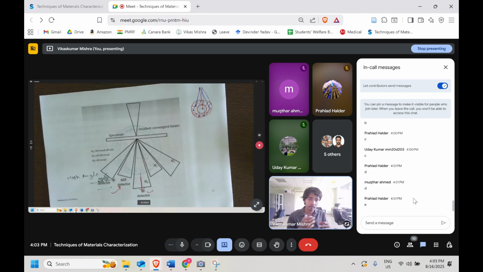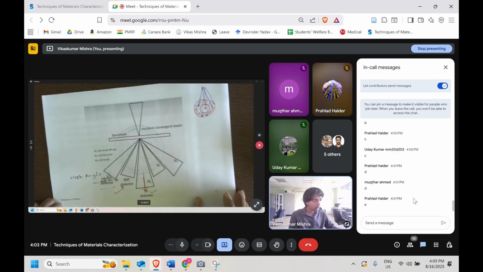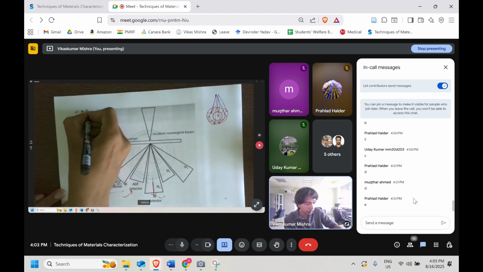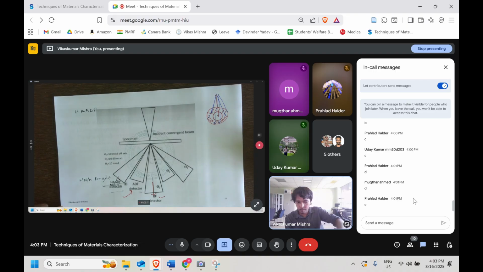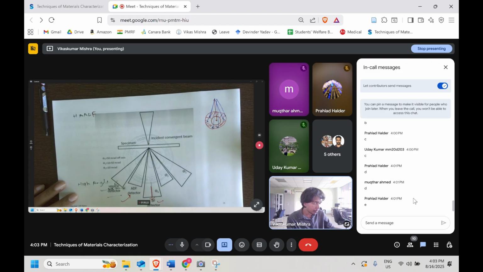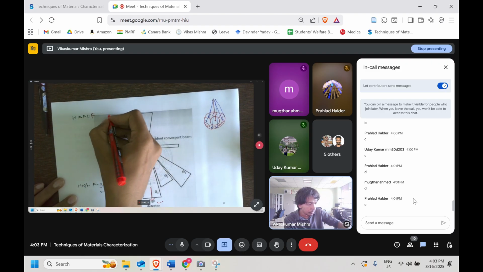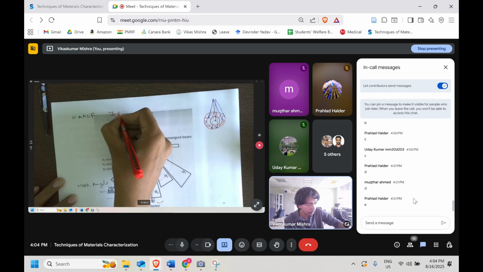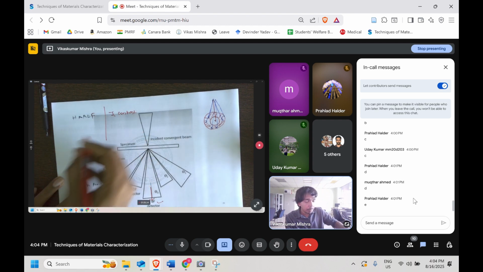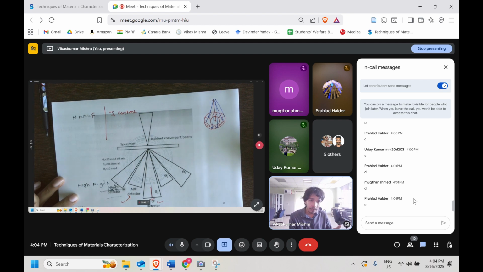So now, HAADF detector, what it is doing is that it's only capturing the signal having the Z contrast. That is atomic number contrast, right? More or less one can say that it behaves like the BSE detector in the SEM.